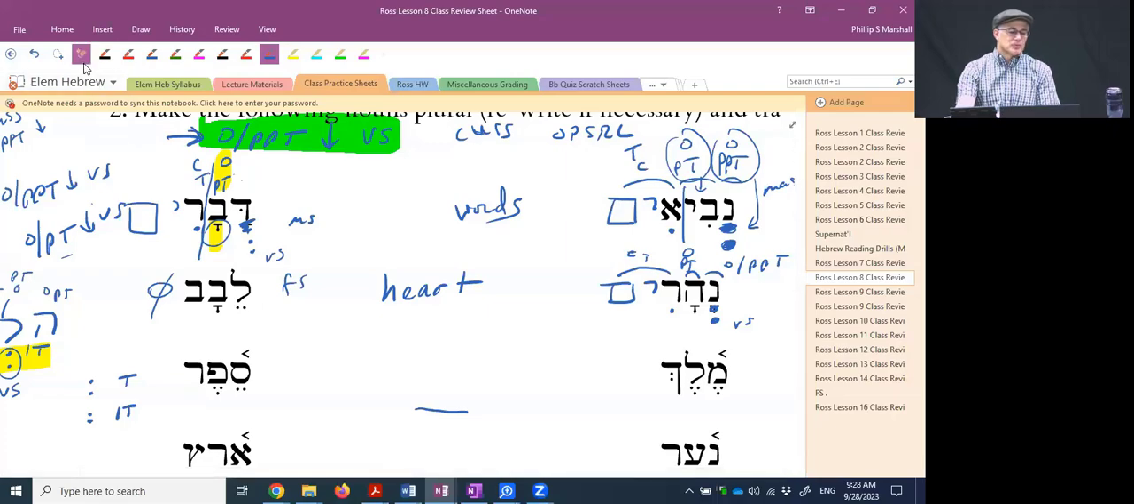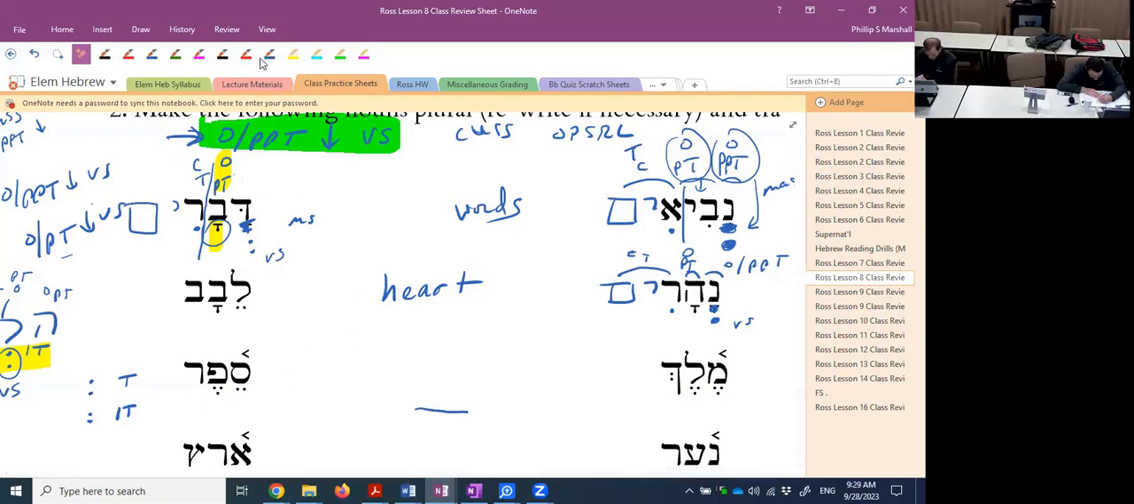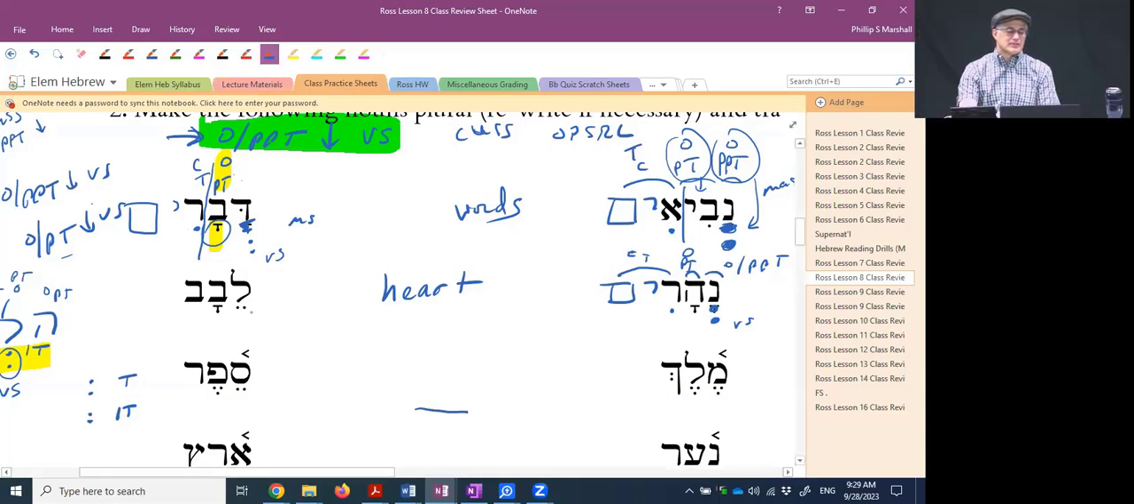Knowing that this is feminine, what's your guess as to what ending I'm going to use to make it feminine plural? Oat. Feminine plural oat. So before we add oat, let's just think about levav's syllable structure. What's the first syllable?